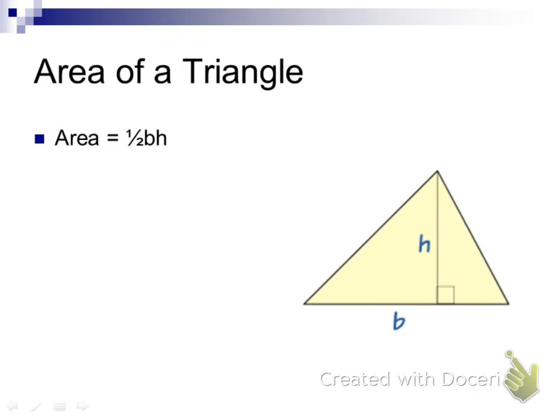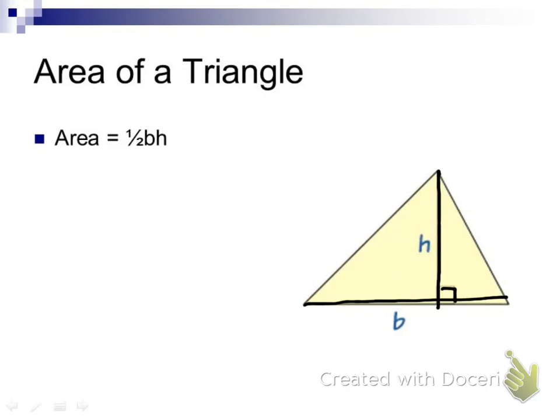You need to write this in your notes. This is very, very important. The area of a triangle is 1/2 the base times the height. And the important thing to know is that the base and the height are perpendicular to one another, so they form a right angle.